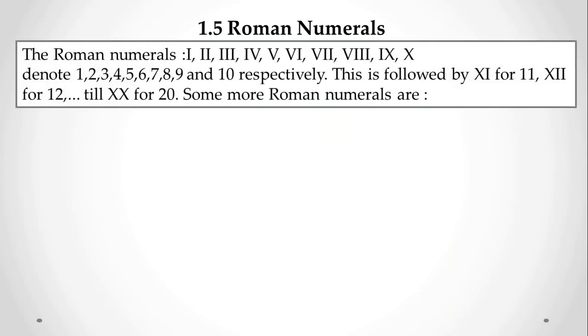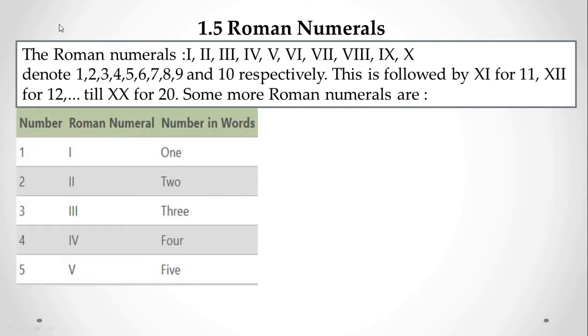So Roman numerals: as you are already aware about 1 to 10, keep in mind this table, fix it in your mind. 1 is I, 2 is II, 3 is III, IV is 4, V is 5, VI is 6, then 7, 8, 9, and 10. This is followed by 11 as XI, and 12 as XII, and XX is 20. Right now maybe you are having some confusion, so we will clear your doubt. This table you keep in mind.